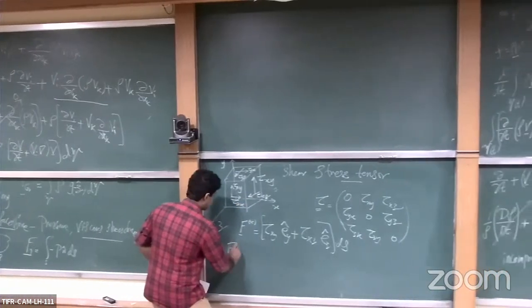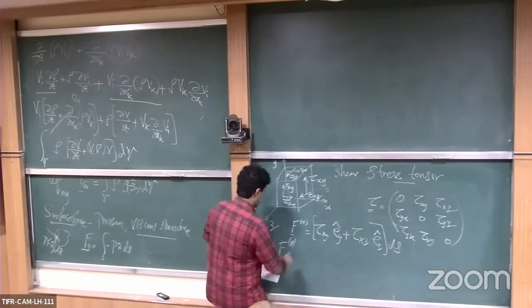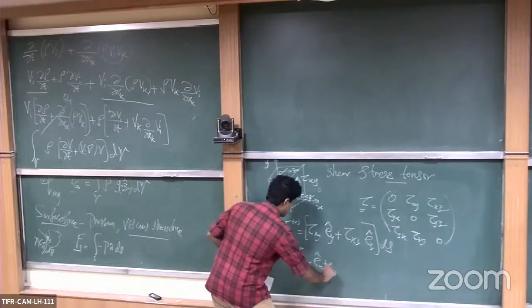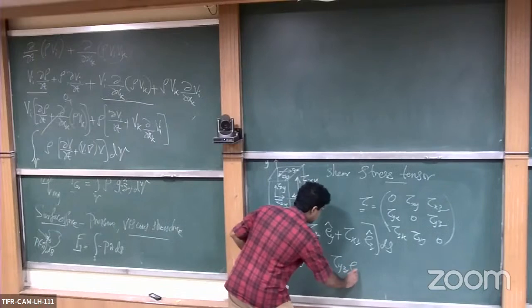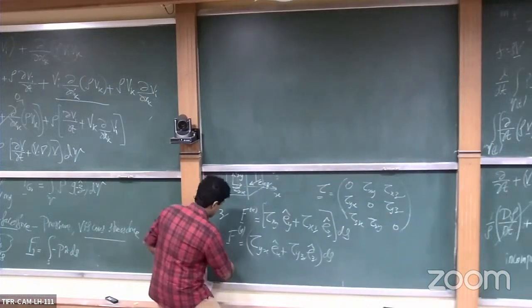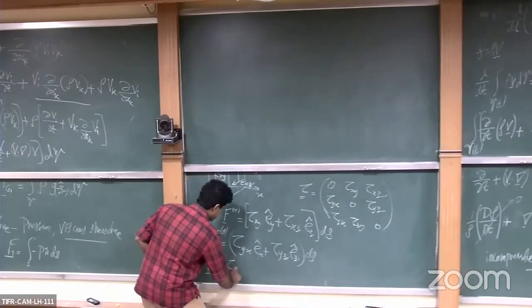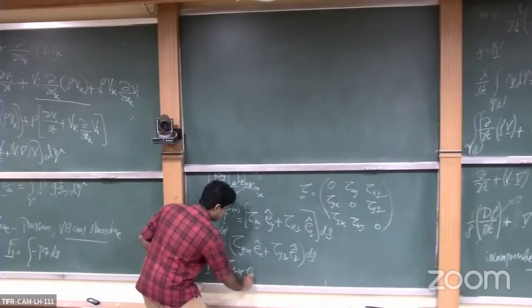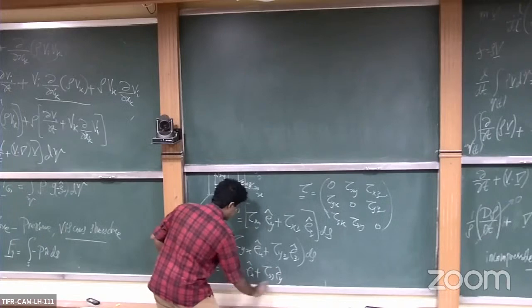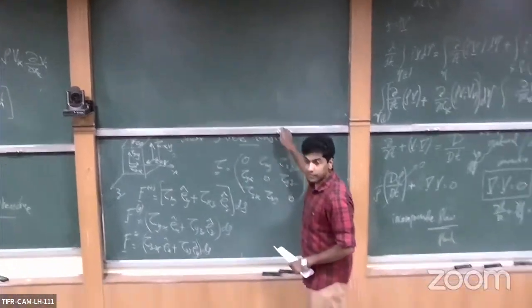Now Fy, the force acting on the y plane, I can get as tau yx times ex plus tau yz times ez. And the force acting on the z plane, Fz, by looking at the way this is arranged, you can write as tau zx ex plus tau zy ey. So these are the forces acting on the x, y, and z planes.